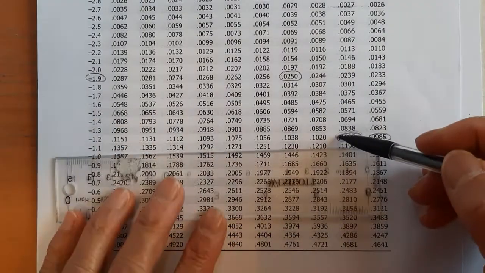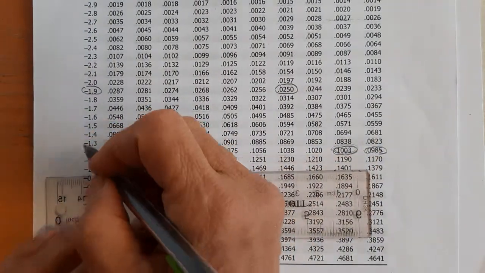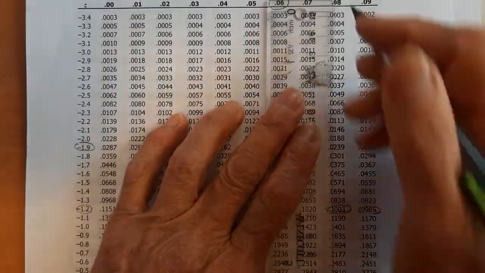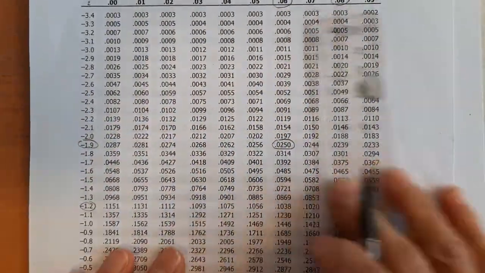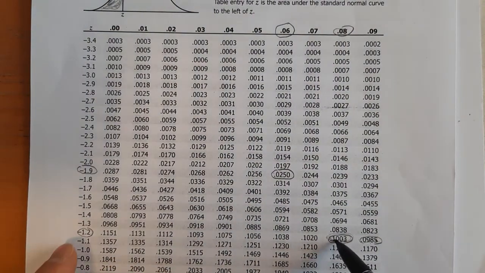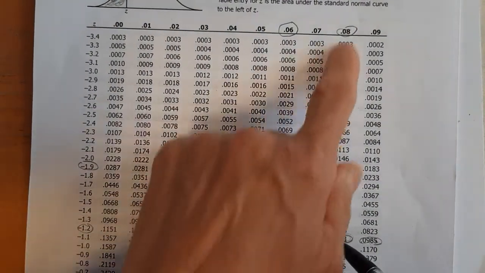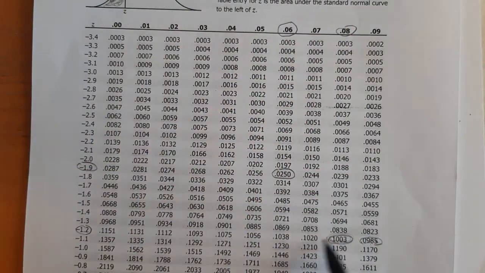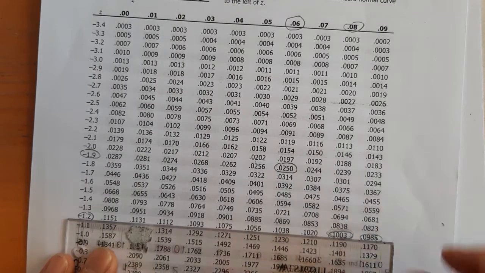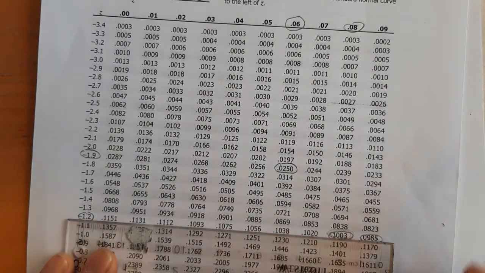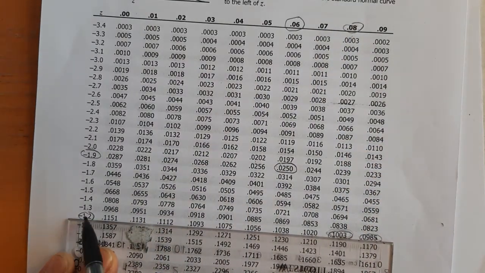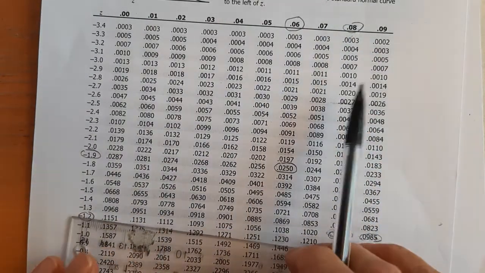So to the left is negative 1.2, and to the top is 0.08. Put together, it's negative 1.28. To the left, negative 1.2, and to the top, 0.08. So it's negative 1.28.